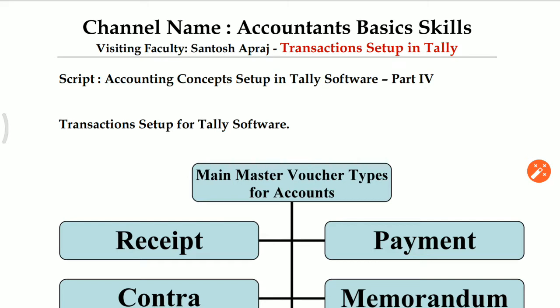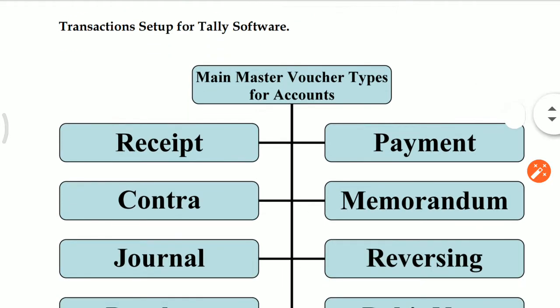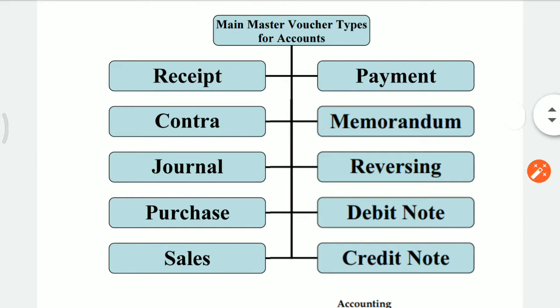Okay, so now I am discussing how many voucher types are available in Tally software. First one is receipts, payment, contra. I have already informed in a previous lecture, I'm just giving highlights of it. Receipt means always cash and bank on debit. Payment means always cash and bank on credit. And contra means there is always a debit or credit, cash or bank.